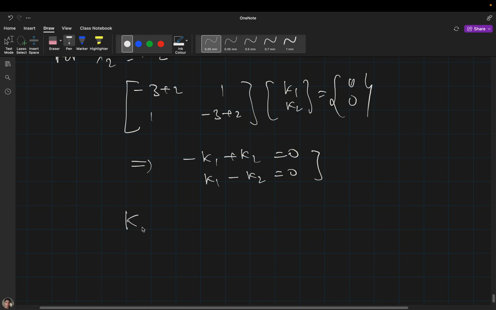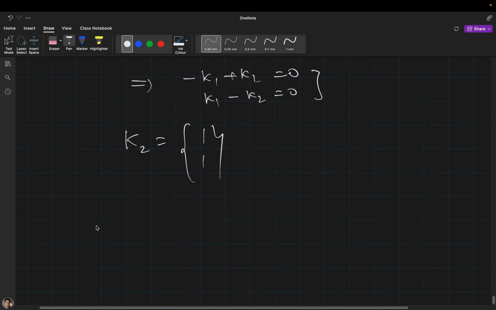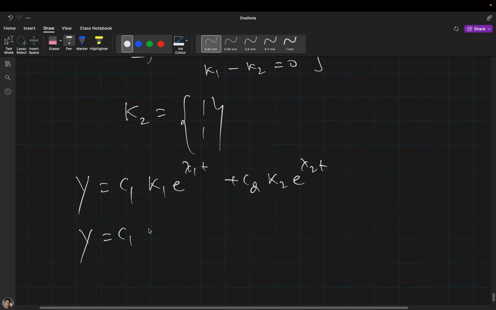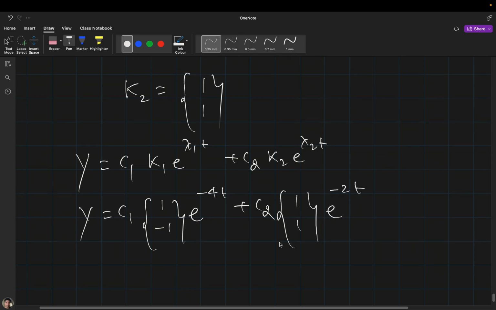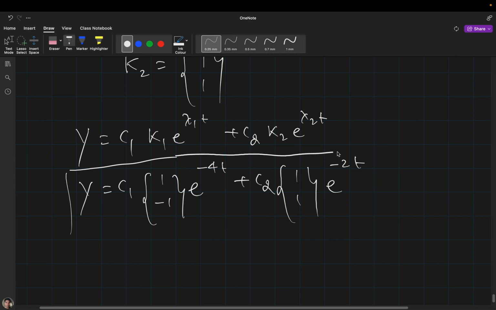So what will be the eigenvector in this case? That will be 1, 1. Okay. Now combine the solution. So the solution will be C1 K1 e raised to the power lambda 1t plus C2 K2 e raised to the power lambda 2t. The solution will be C1, and what is the K1? 1 minus 1, e to the minus 4t, plus C2, and this will be 1, 1. This is the solution of this system of first order linear differential equations.